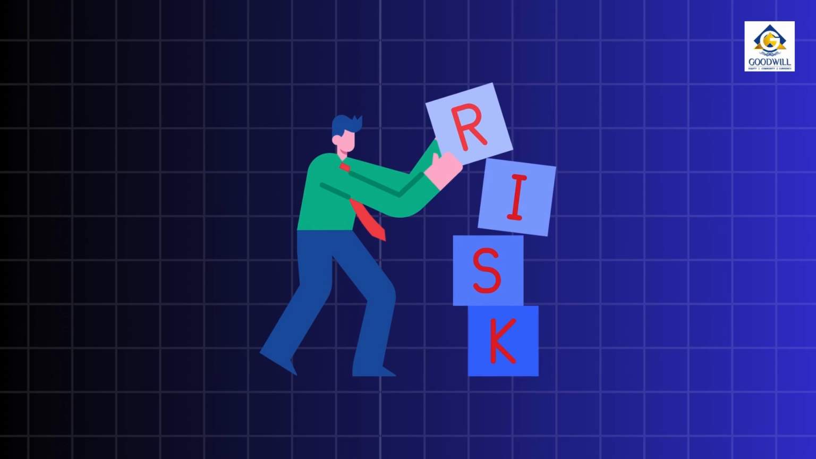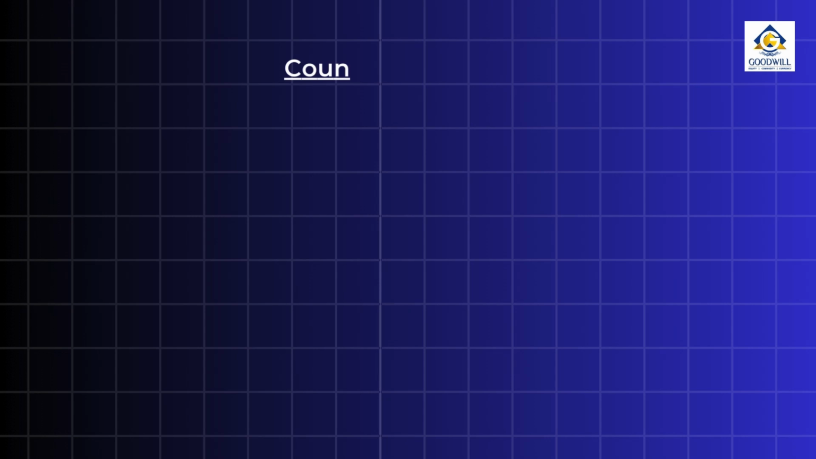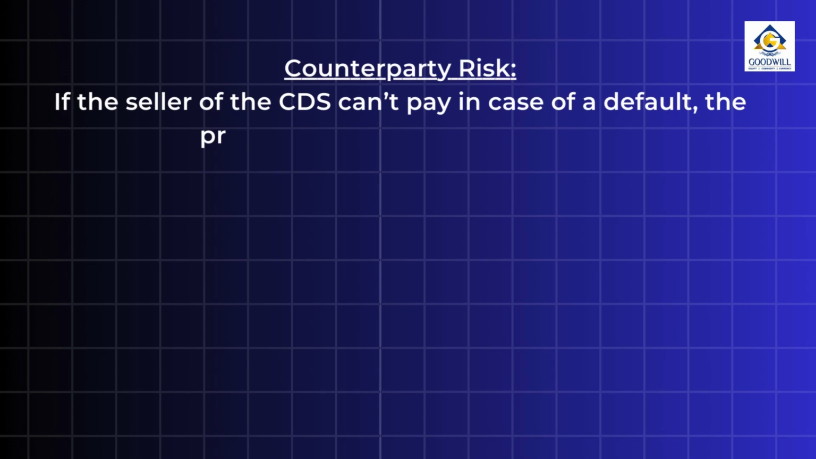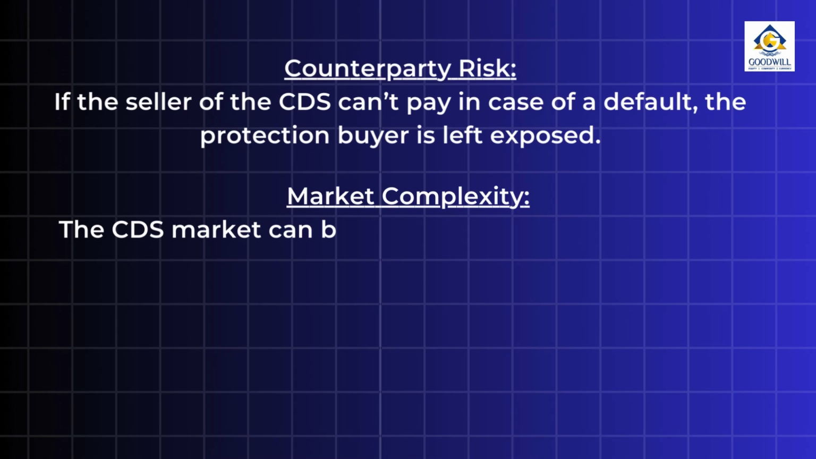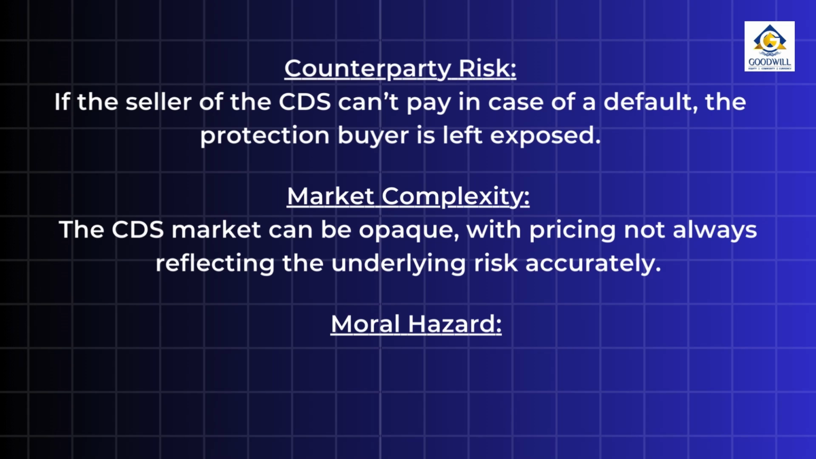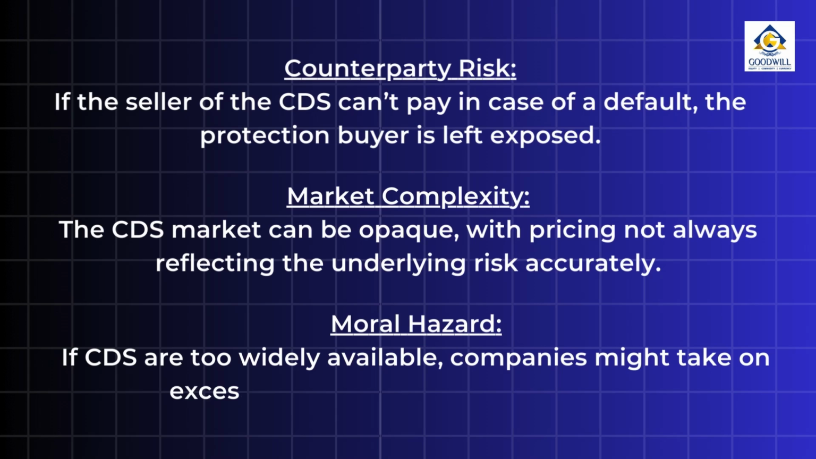But it's not all sunshine and rainbows. There are risks, too. Counterparty risk: if the seller of the CDS can't pay in case of a default, the protection buyer is left exposed. Market complexity: the CDS market can be opaque, with pricing not always reflecting the underlying risk accurately. Moral hazard: if CDS are too widely available, companies might take on excessive risk, knowing they're insured.